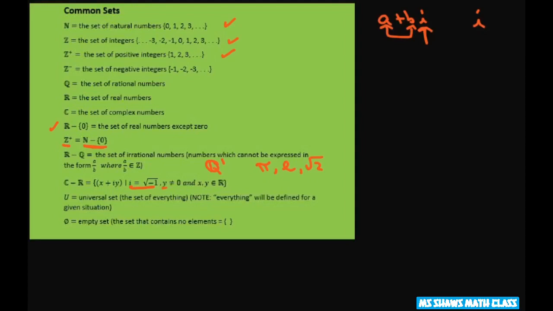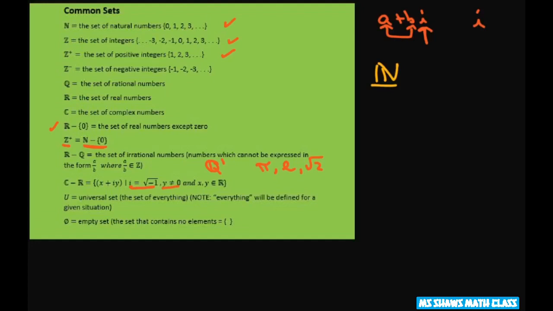That means in this case, y can't be 0. The universal set is a set of everything, and that's defined for a given situation. The empty set is the set that contains no elements. Other common sets are infinite sets. For example, you might write double N, because that's how you type it in Microsoft Word. This is an infinite set.